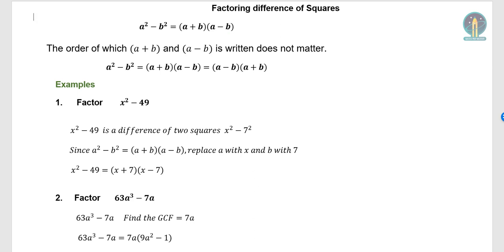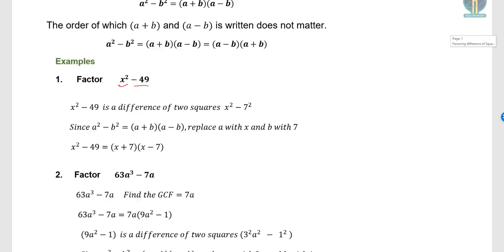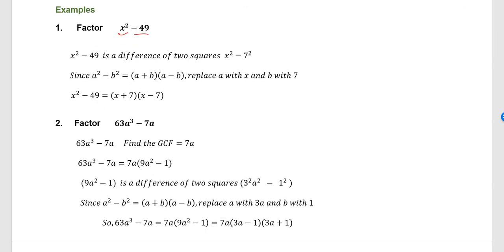So let's look at an example. Factor x squared minus 49. x squared minus 49 is a difference of two squares. x squared and 7 squared, right? So this is going to give us x plus 7 and x minus 7. Right? Very straightforward. Let's look at another example.